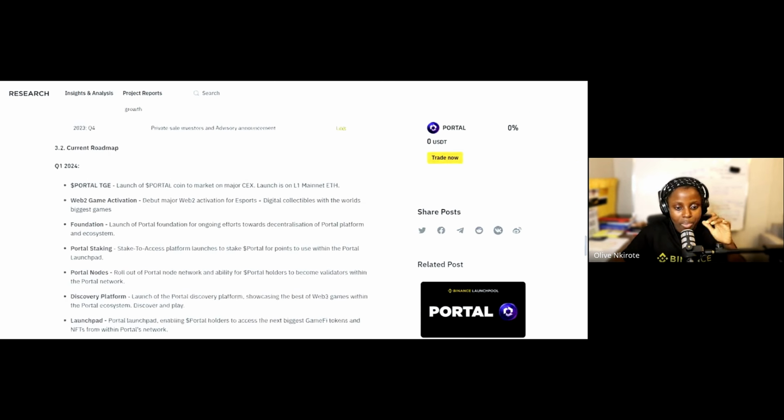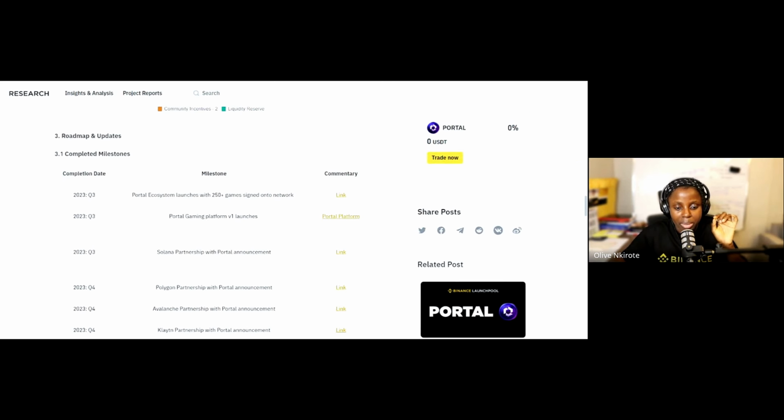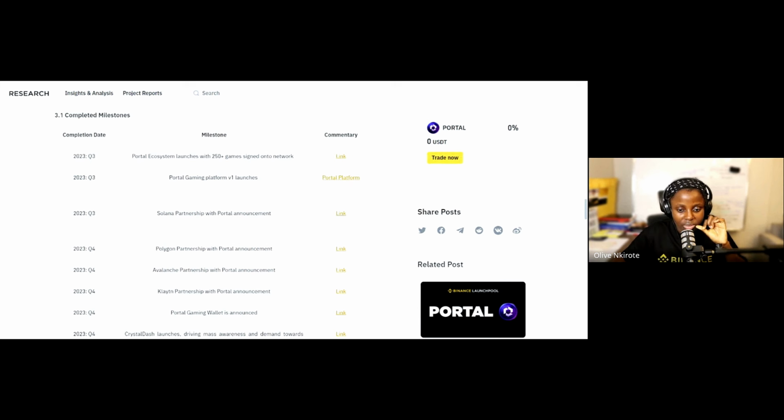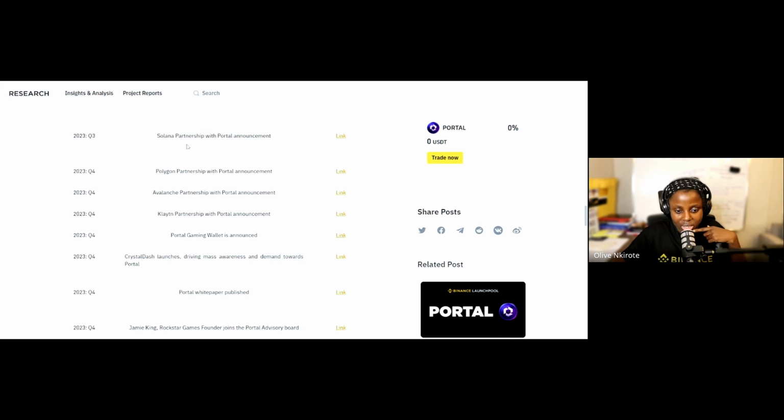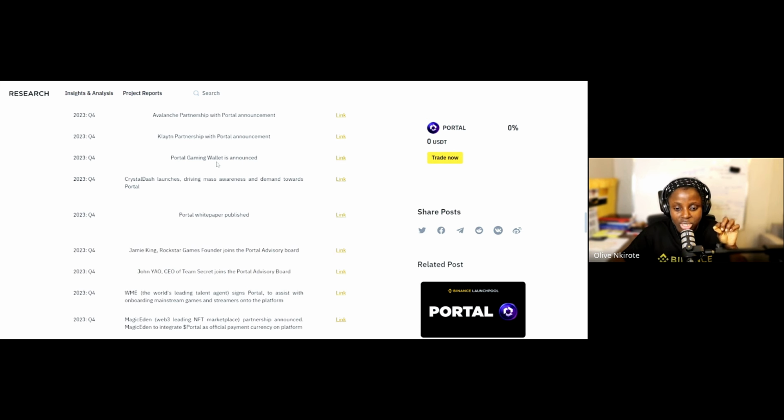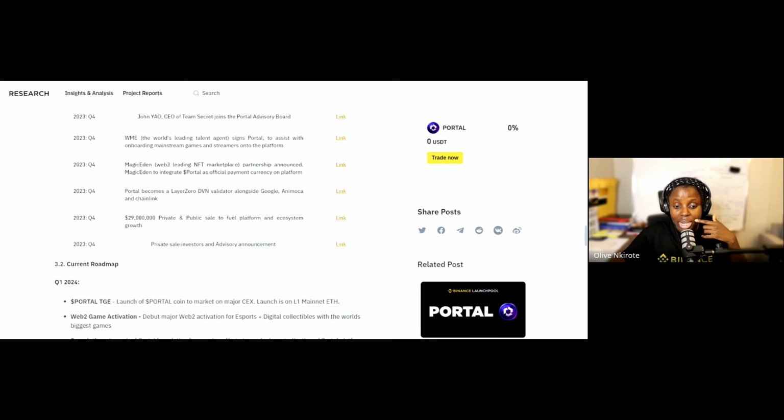And see here, this is their roadmap, the milestones that they have completed. The version 1 was finished last year in Q3. Then they've partnered with Solana. Remember, I told you they want to do cross-chain gaming. Then they partnered with Polygon. Then they partnered with Avalanche. They've partnered with Klaytn. Then they are introducing a gaming wallet. Magic Eden, I think, is an NFT marketplace in Solana. So the fact that you can use Portal to make payments is a good thing.